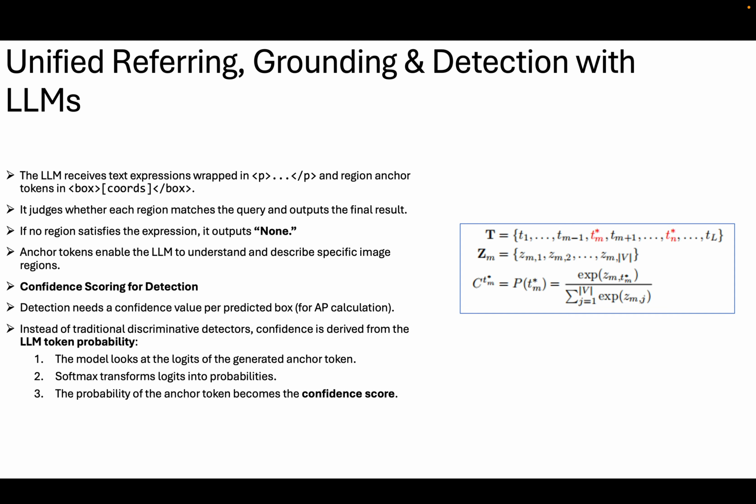And this slide shows how the MLLM unifies referring, grounding, and object detection using the LLM itself, and a little bit of what happened in mathematics. So the LLM reads the description wrapped in P, just like in an HTML form. Then it sees anchor tokens like A0 or A1 that point to a specific image region. It then checks each region and decides which ones match the description.